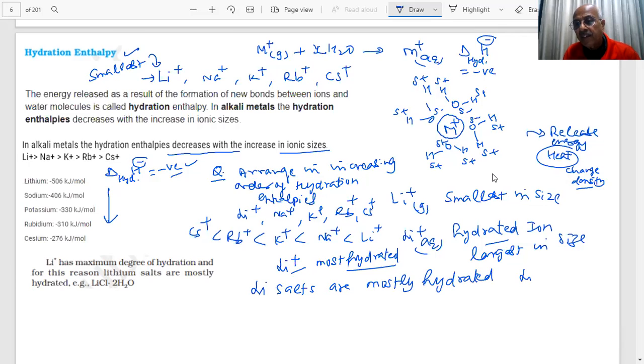For example, LiCl exists as a hydrated salt. It has water molecules present in it. So lithium has a strong tendency for hydration and forms hydrated salt. Note it down so that we proceed further.